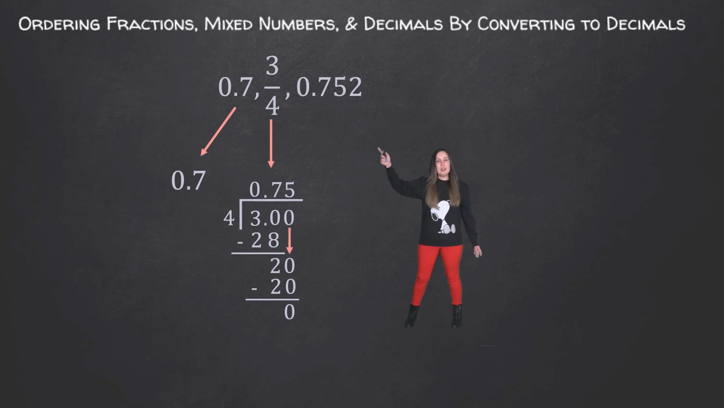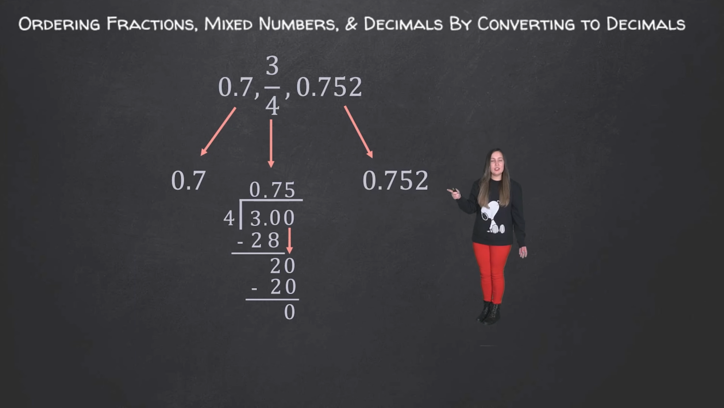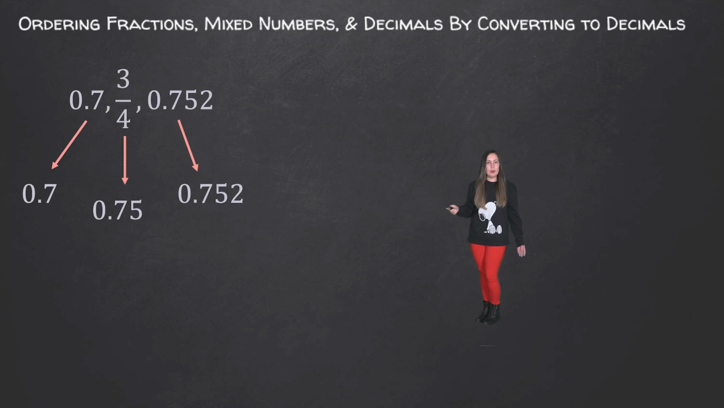Now we're going to take a look at 752 thousandths. And this is already a decimal, so we're going to go ahead and just rewrite the decimal. All right, now that we have all our values written in decimal form, we're going to go ahead, line them up by place value, and then compare.